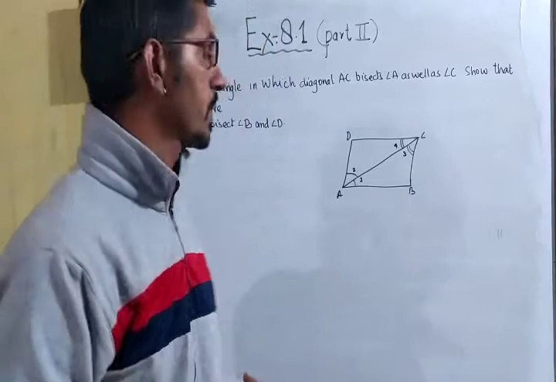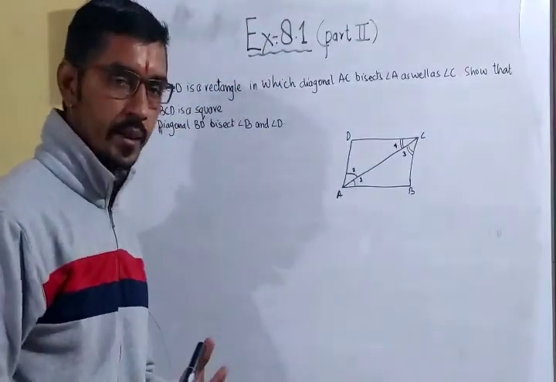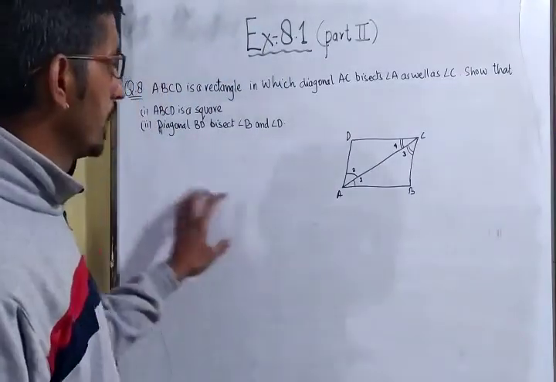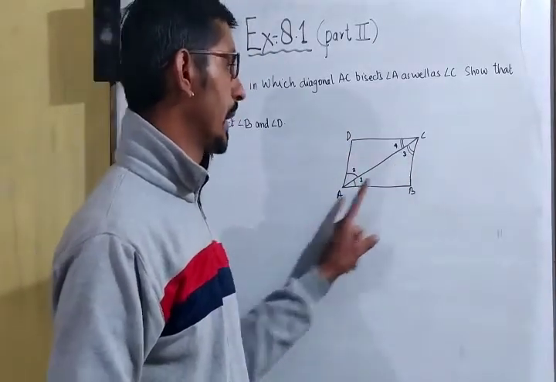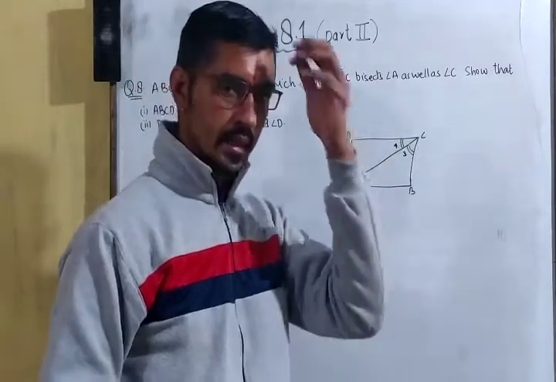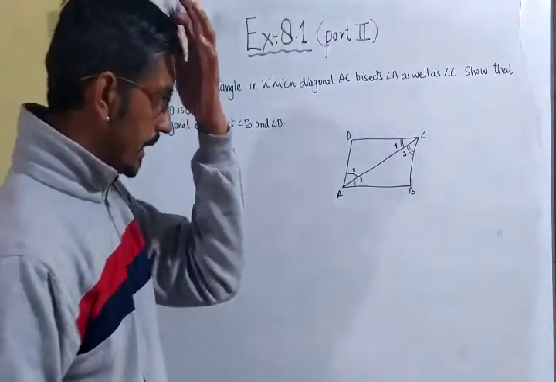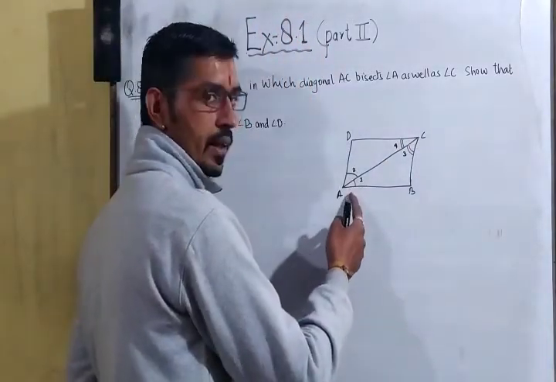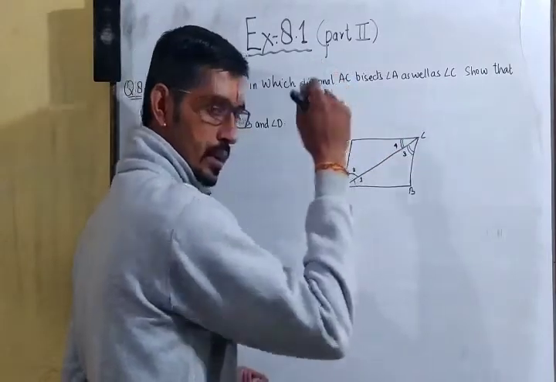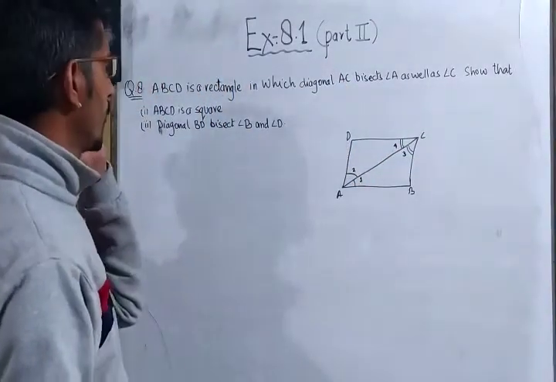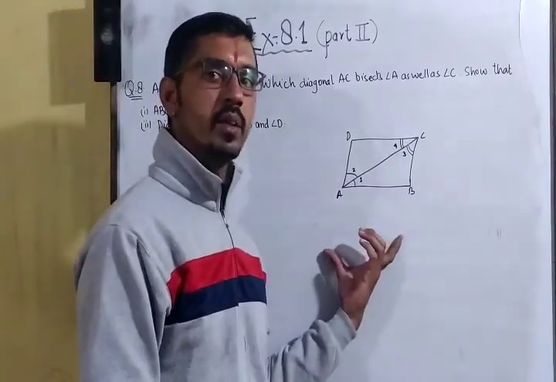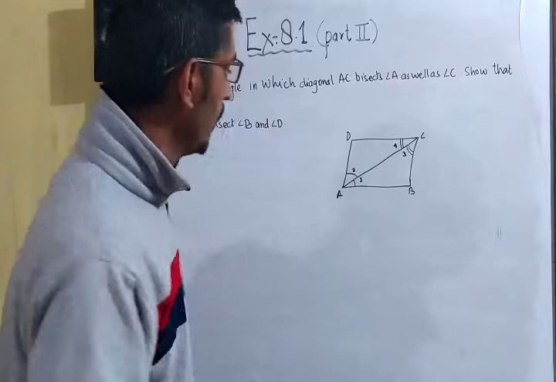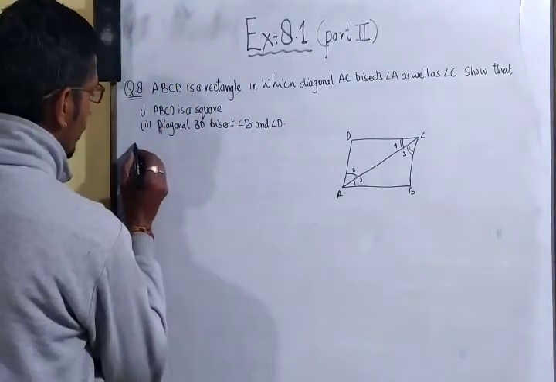The question is, question number 8. ABCD is a rectangle in which diagonal AC bisects angle A as well as angle C. The diagonal AC is bisecting angle A as well as angle C. Now what do we have to prove? ABCD is a square. It is not a rectangle, but we have to prove it is a square.